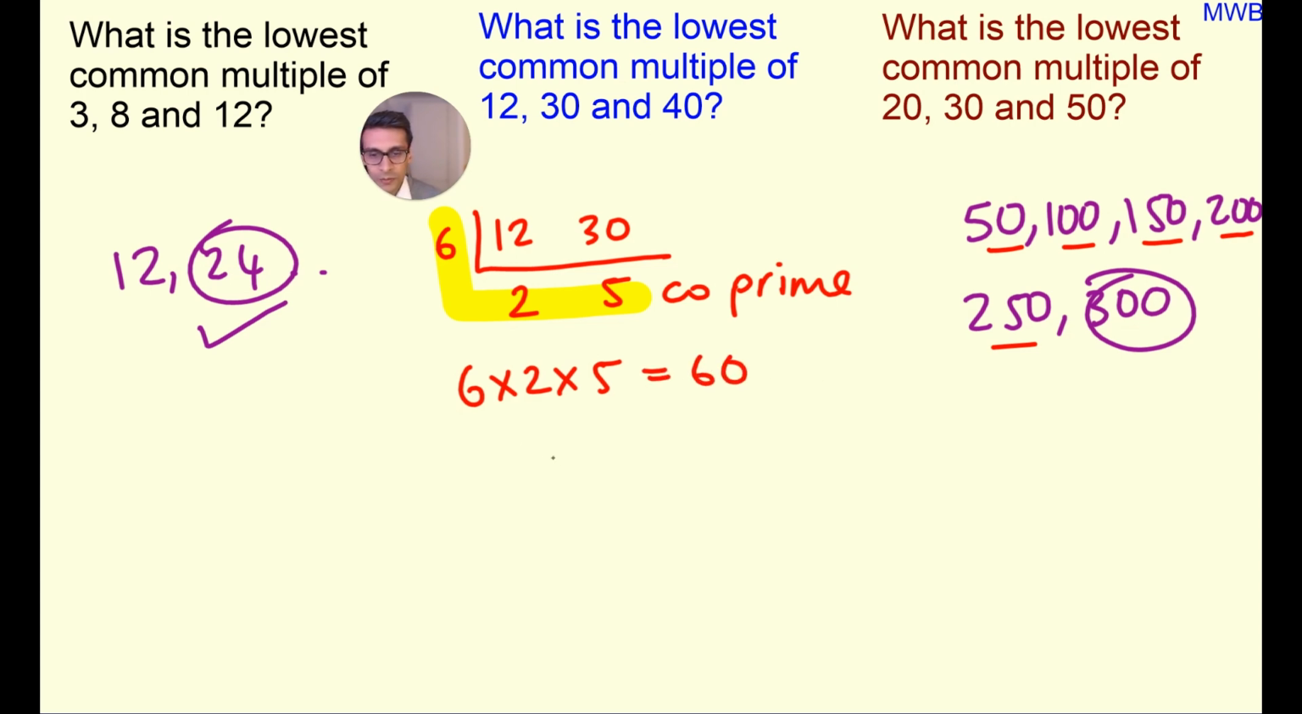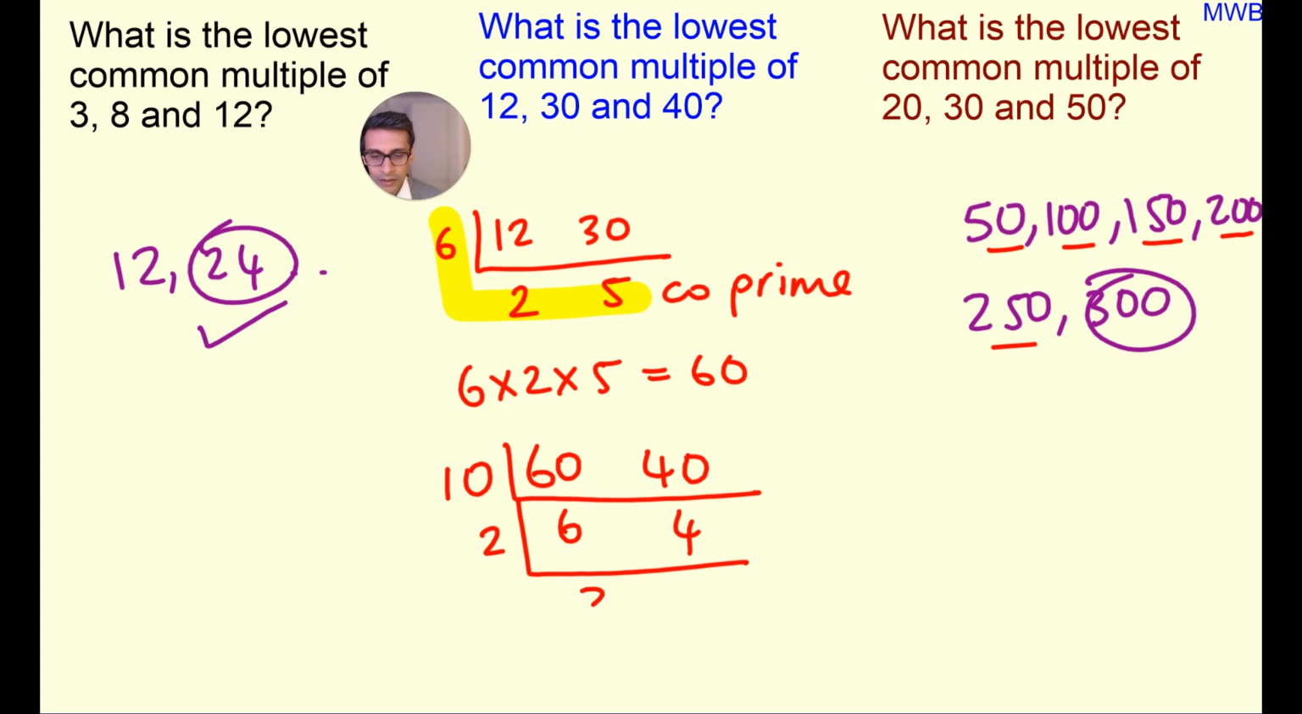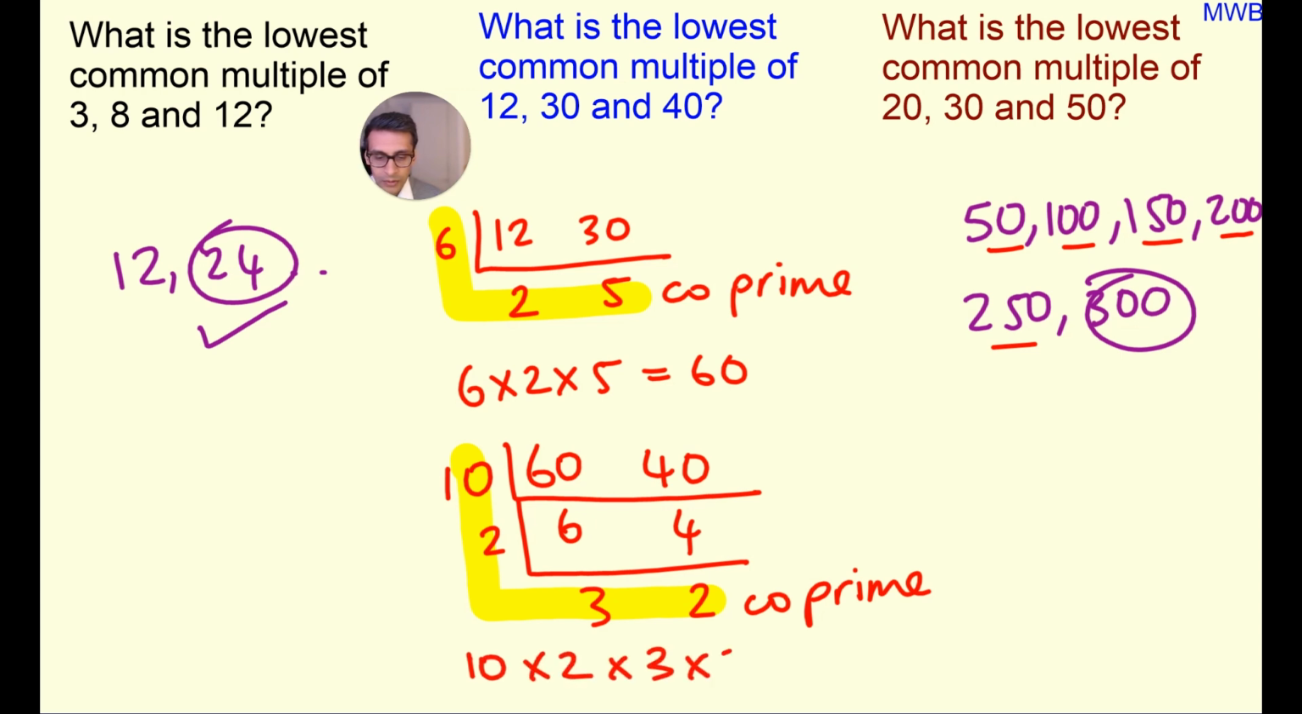And then we're going to do 60 and 40. Lowest common multiple of 60 and 40. So you divide both of these by 10 to get 6 and 4. Divide both of these by 2 to get 3 and 2. These are coprime. So we're now going to work out what this multiplies to, which is 10 times 2 times 3 times 2. So that's 20 times 6. 20 times 6 is going to be 120. That's what we got last time.